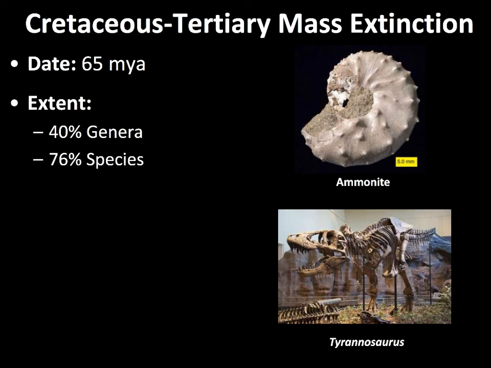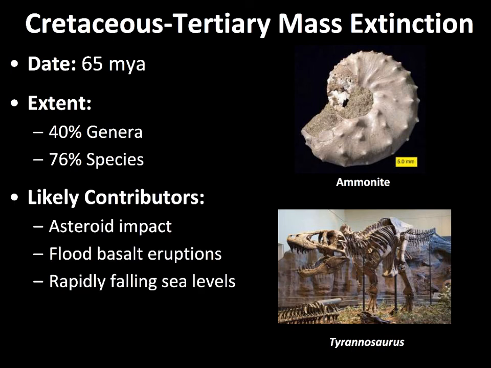But yes, most of the dinosaurs went extinct. And also a ton of other organisms. I have here ammonites on this slide as a very popular, very abundant category of marine-dwelling organisms that went extinct during the Cretaceous-Tertiary mass extinction.